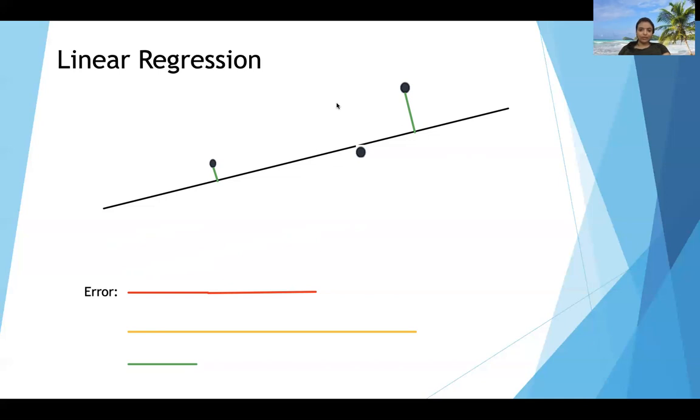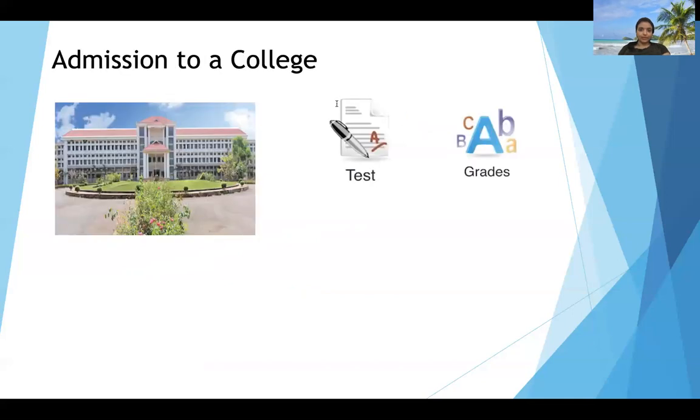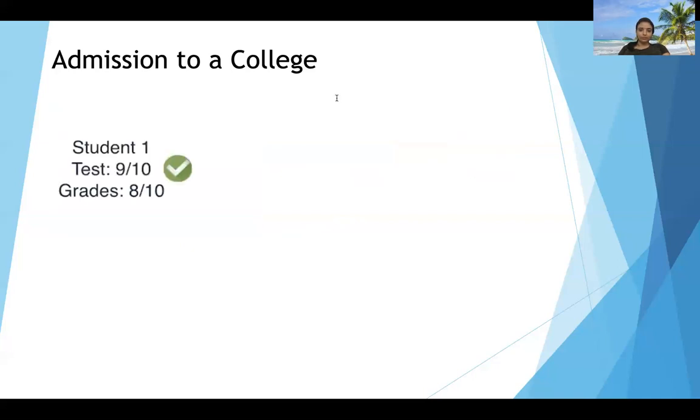So we will go to another example now. Let's say we are an admission officer in a college and we are trying to find out which student to admit. For this, we will look at two pieces of information. First is the test score of the entrance exam and second is grades from school. For example, we have student 1 who got 9 in test and 8 in grades. And that student got accepted. We have another student who scored 3 in test and 4 in grades. And that student was not accepted.